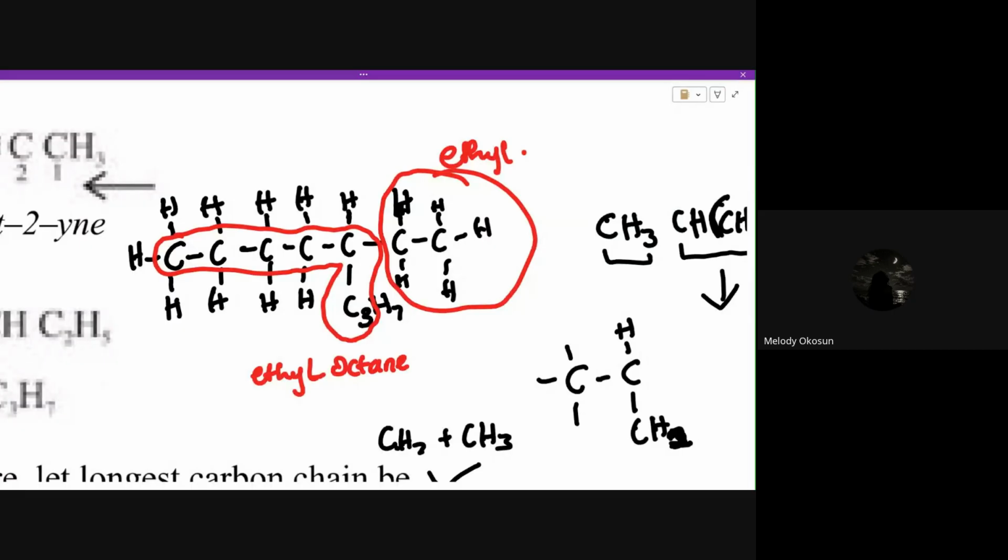Five. No. Remember when we were talking about position, we said we'd choose the one that will give us a smaller number. 4. Are you seeing it? The person that said 5, do you understand how we got 4? Yes. Do you understand how we got 4?